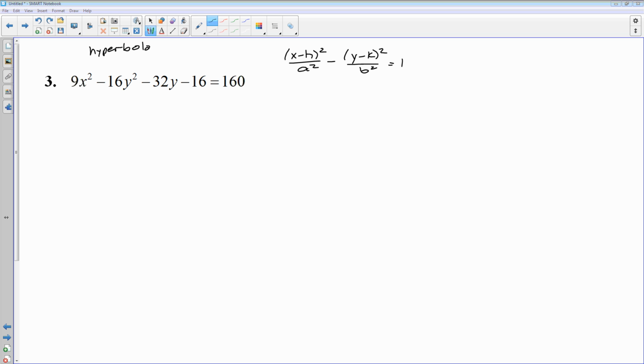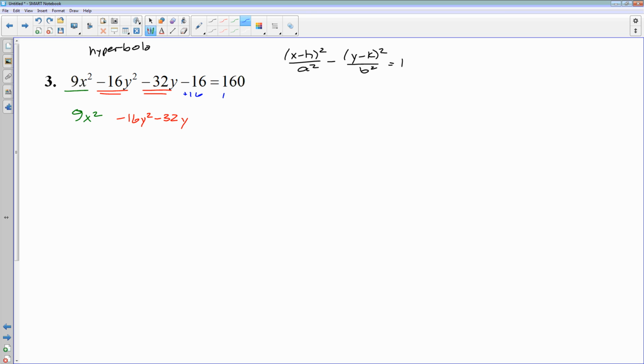Okay. So I know it's a hyperbola, and I know my x is first. Just like with my ellipse, I'm going to start by grouping my like terms. Now, there are no other x terms, so it's just going to be 9x squared by itself. But we do have a negative 16y squared and a negative 32y. So those will be grouped together, negative 16y squared minus the 32y. And I will move the 16 over.